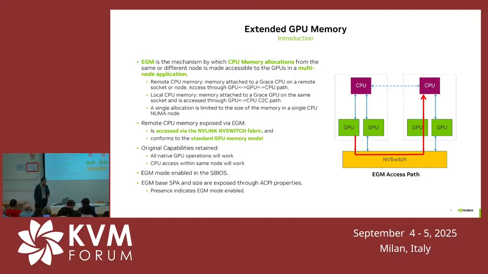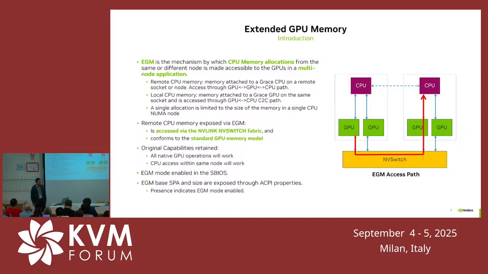And another thing is that the single allocation actually is limited. The single EGM allocation on the CPU is limited to the size of the memory on a single CPU NUMA node. Then this remote CPU memory is exposed via EGM. It can be accessed, like I said, via the NVLink NV switch fabric, and it would follow the standard GPU model. But this is an added feature. The original capabilities are still retained. So all the native GPU operation will work as usual. All CPU accesses will work as usual. So this kind of adds to the functionality.